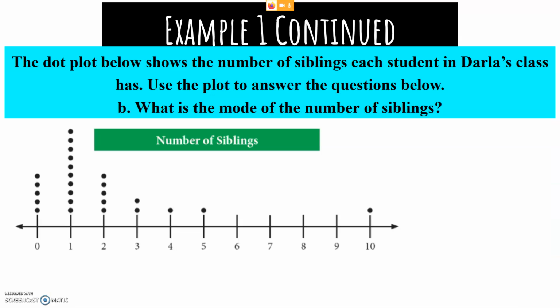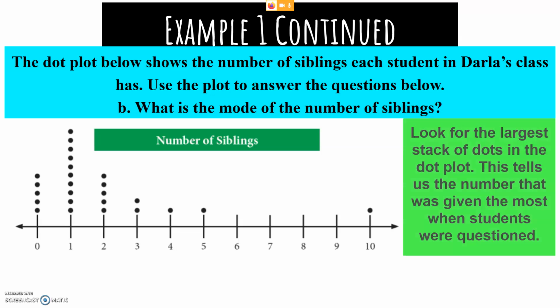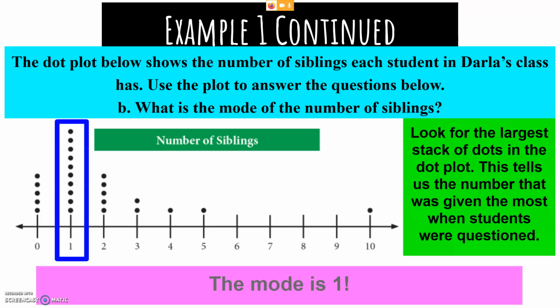Next question. What is the mode of the number of siblings? Well, look for the largest stack of dots. The mode is the number that appears the most. This tells us that the largest stack of dots tells us that the number was given the most when students answered the questions. In this case, the tallest stack is 1, so our mode is 1.